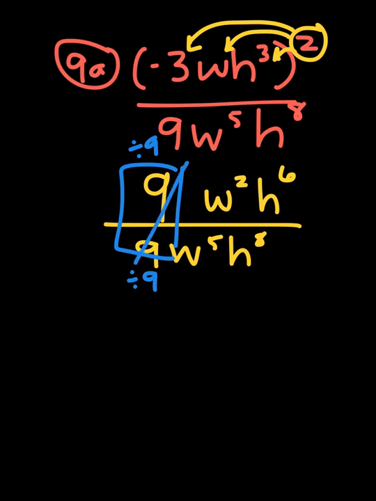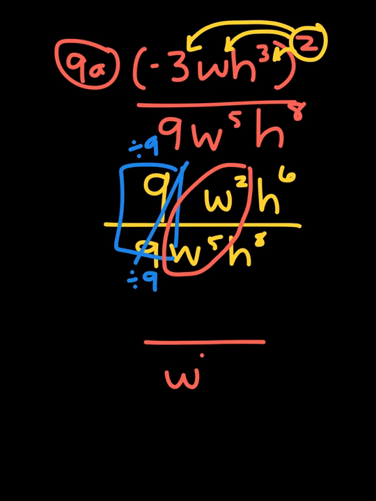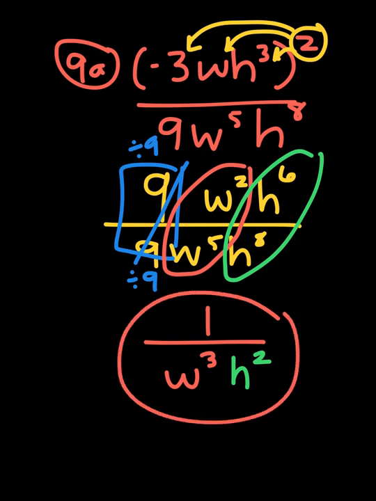And then I'm going to have a battle between the w's. 5 versus 2 means that the denominator is going to win with 3. And then I'm going to battle the h's. 6 in the numerator versus 8 in the denominator, leaves me with 2 in the denominator. And since nothing was really left over in the numerator, I need to put 1 there to show that there is nothing left in the numerator. So it's 1 over w cubed h squared.